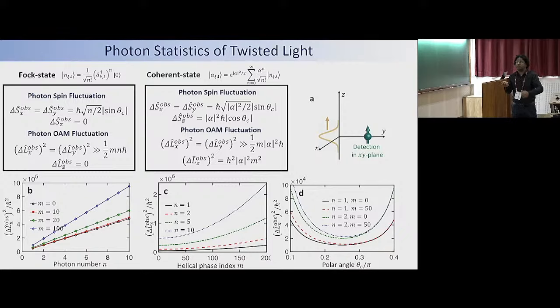twisted light pulse. So a Fock state is a deterministic photon number state, and a coherent state is very similar to, say, the light coming from a laser. It's essentially the light coming from the laser, and these are photon number fluctuations. It's not a deterministic photon number state. So the orbital angular momentum and spin angular momentum noise fluctuations are going to be very different in these two cases. So that's what the theory predicts.